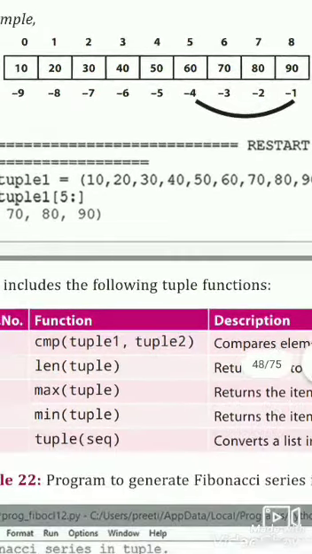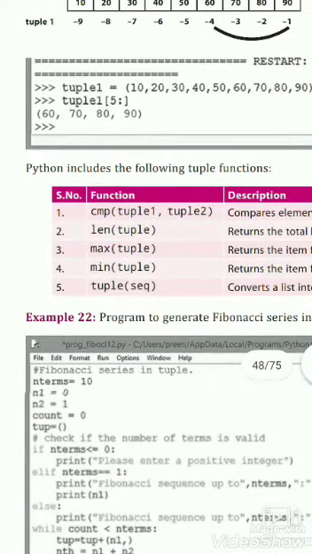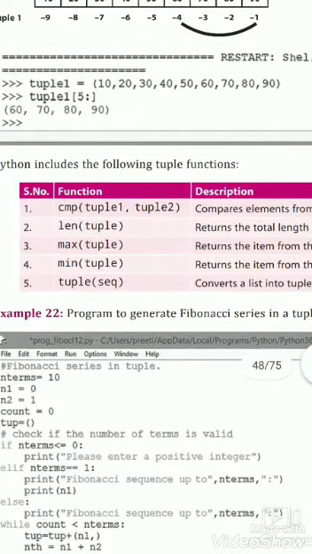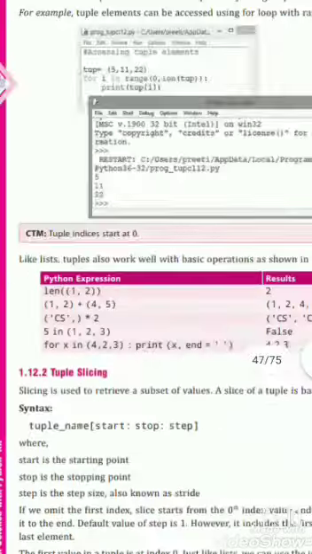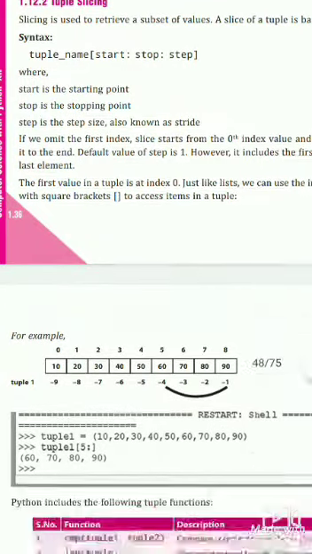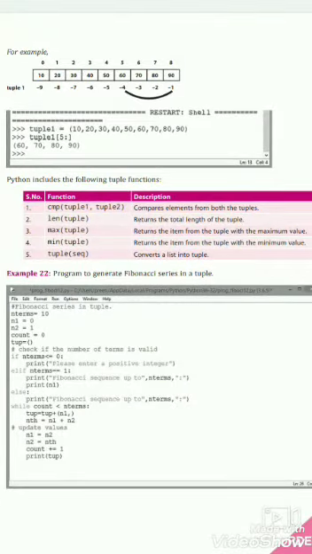Some other functions that we use are the cmp function, which may or may not work, we can check. Then the len function, max function, min function and the tuple sequence function. The len function returns the total length of the tuple, meaning the total number of members in a tuple. Max returns the item from the tuple with the maximum value. Min returns the minimum value, and tuple converts a list into a tuple.